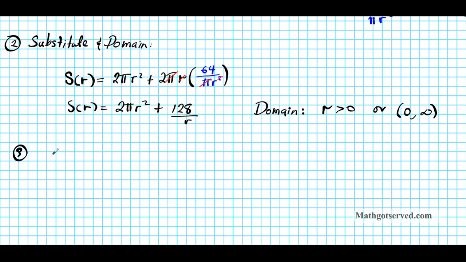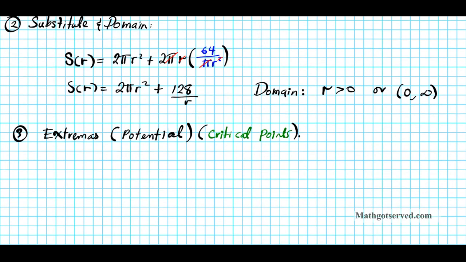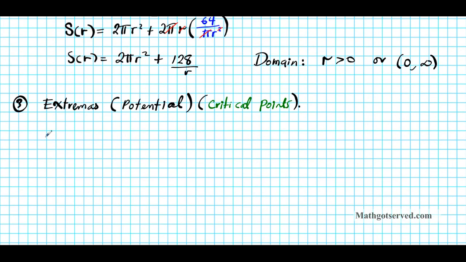What we're going to do now is find the extremas, okay? The potential extremas, because we do not know yet until we do the classification. So for potential extremas, what we're looking for are the critical points and endpoints, okay? But since the endpoints are not valid in this problem, it's an open interval, all we're going to look for are the critical points. So let's go ahead and do that. Find the critical points.